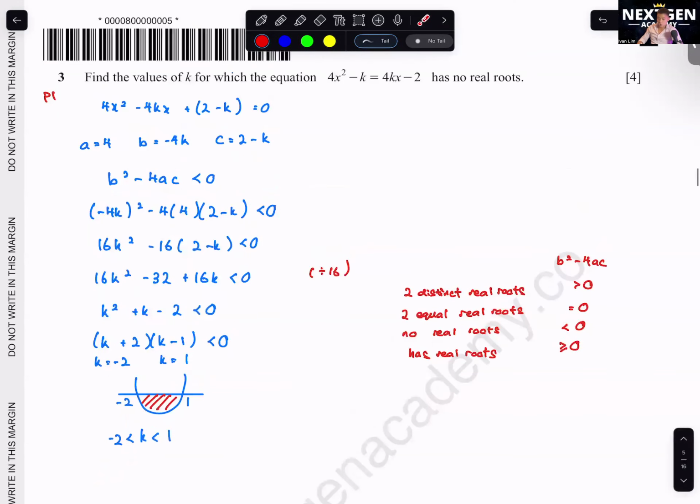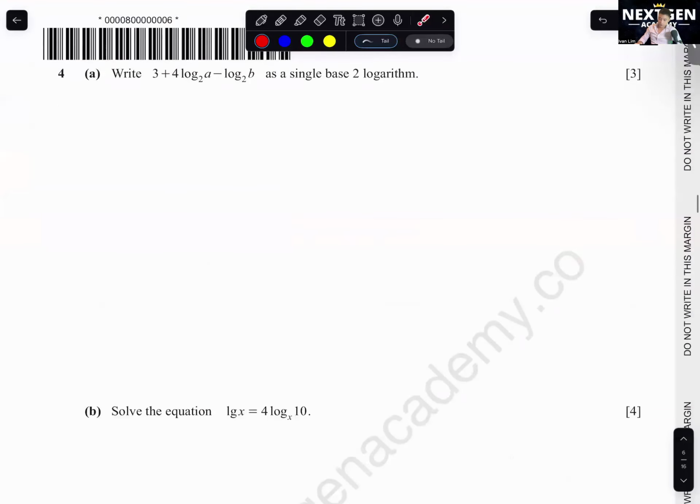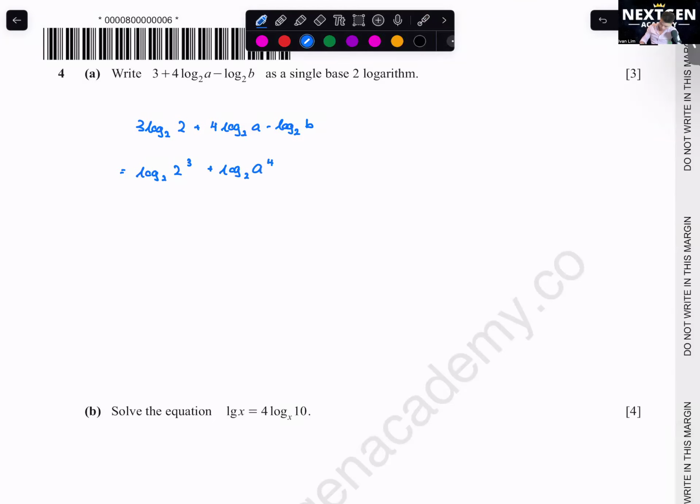This is under your chapter 4. Okay, question number 4. Write 3 plus 4 log 2a minus log 2b as a single base 2 logarithm. First thing, we make all of them base 2. There's no base over here, so 3 can be written as 3 log 2. It's log 2a minus log 2b. Bring the power up. Log 2a to the 4 minus log 2b.